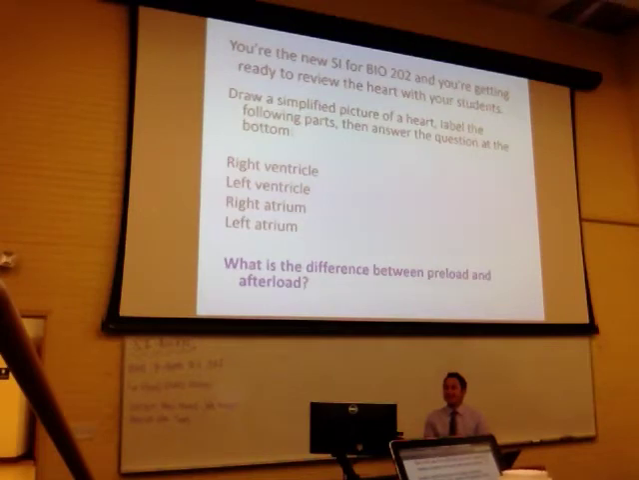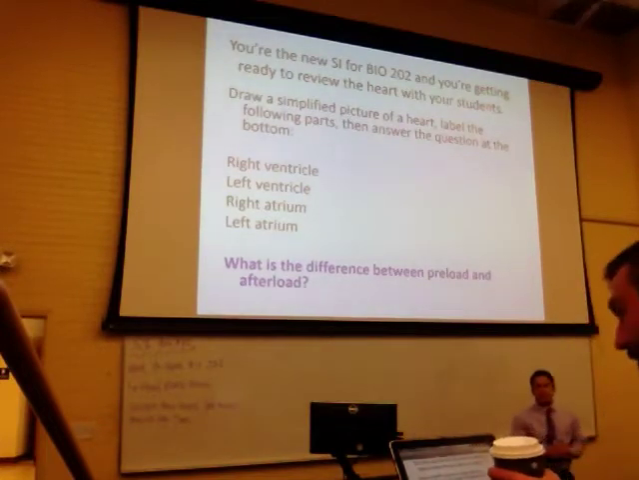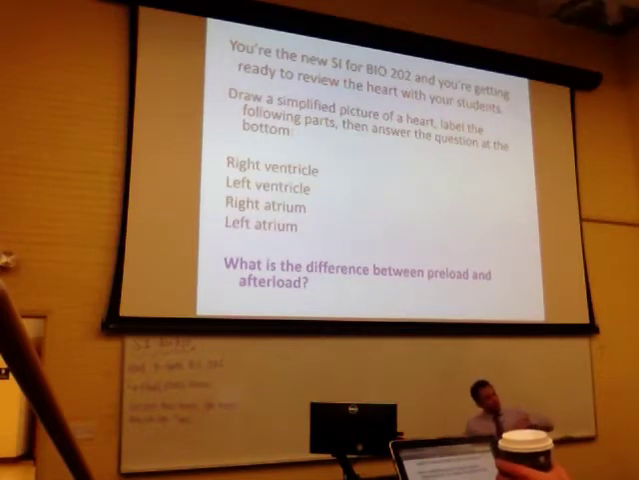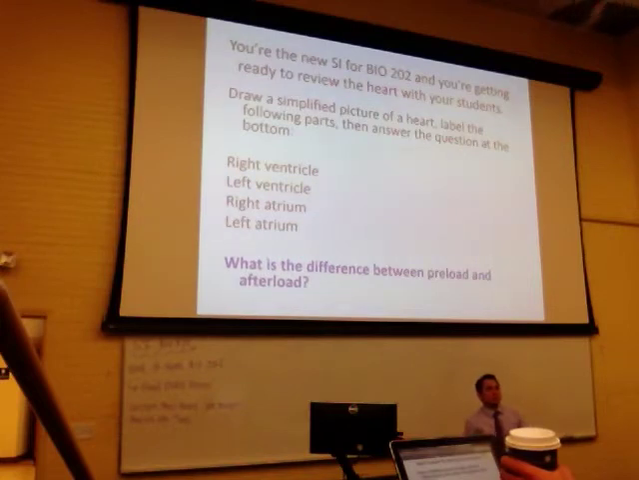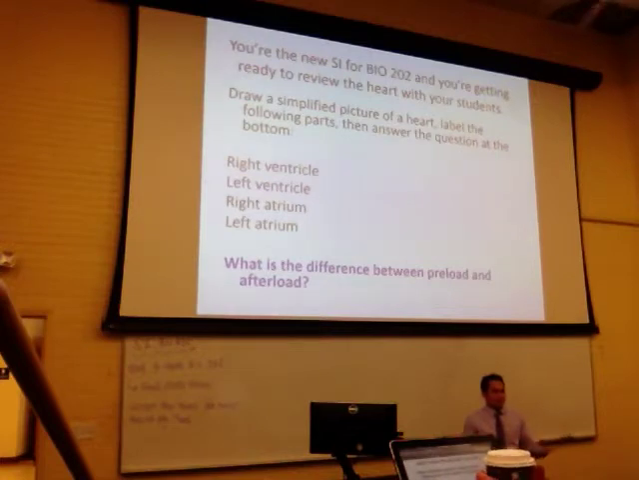Oh, okay. Okay? So afterload is the pressure that the left side of the heart has to generate in order to open up what valve? The aortic valve, so that the blood flows out of the left ventricle and into the aorta. Okay? And so the pressure that's in the aorta is what pressure is that that's in the aorta? It's your blood pressure. Okay?